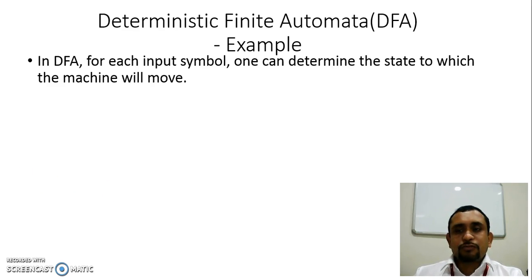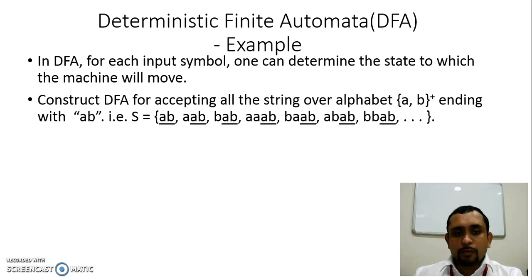Let's see the construction of a DFA for one language. Say, construct a DFA for accepting all the strings over an alphabet {A, B} ending with AB. Now what does it mean? The strings will be from the alphabet A, B. When we are talking about this positive sign, it's a positive closure, which means that the string derived out of this alphabet will have a minimum length of one, and we can have strings of more than one length. That means we will not have any string with zero length here.